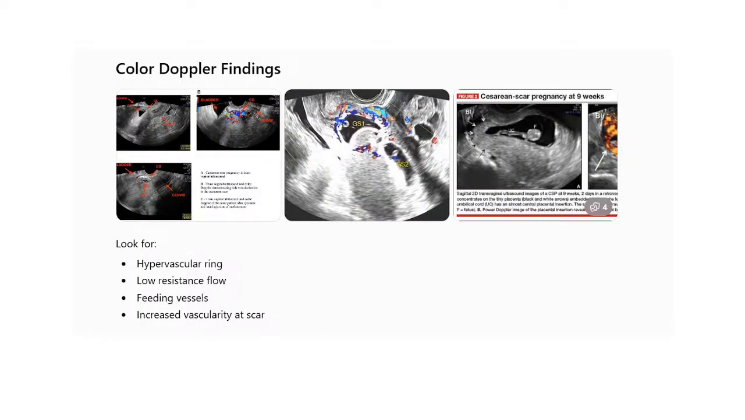So the color Doppler findings. Here you can see what we have there, the scar ectopic pregnancy. You should look for the hypervascular ring, the low resistance flow, the feeding vessels, and the increased vascularity at the scar. So you must pay due diligence to that.